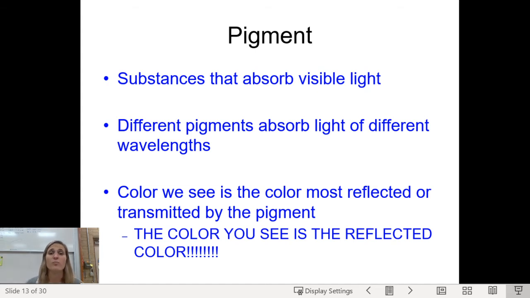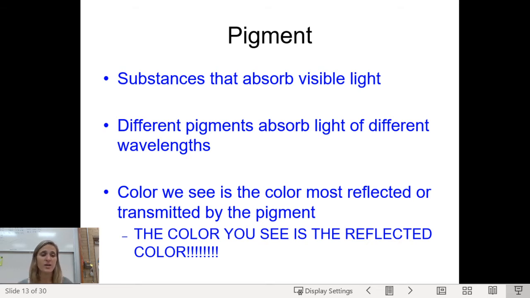All right, you want to know about pigments. Pigments are substances that absorb visible light. So anything that you see as a color is because of a pigment. Pigments absorb light of different wavelengths. However, the color that we see is the color that is most reflected by the pigment.